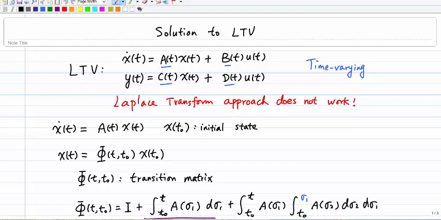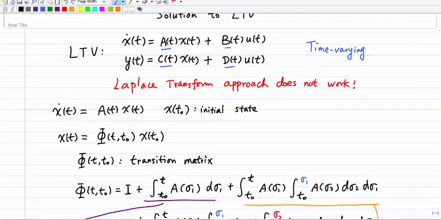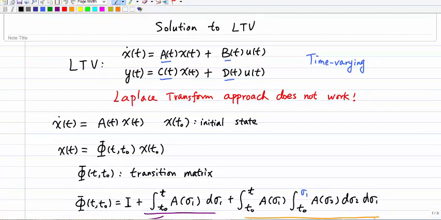In this video, I'm going to talk about a solution to the linear time variance system, called LTV. In the previous video, I talked about how to compute a solution to the linear time invariance system given by the standard ABCD form, which is x dot t is A x t plus B u t, y t is C x t plus D u t. So that's for linear time invariance system.